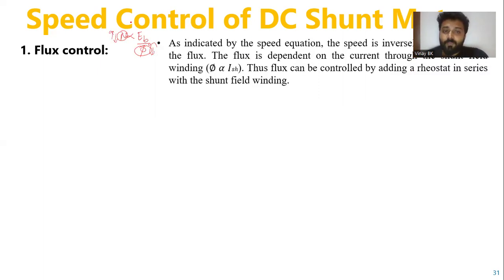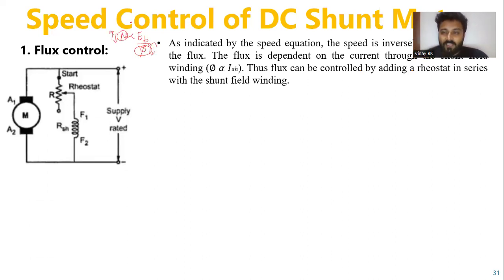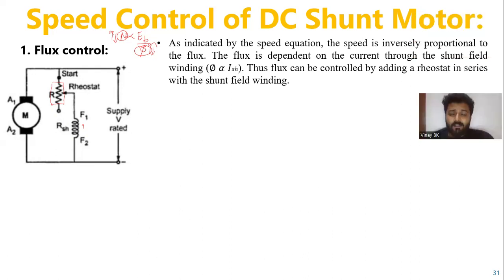Therefore, you can see the circuit diagram for flux control: a normal DC shunt motor. To control the flux, they add one rheostat, a variable resistor, connected in series with the shunt field winding, that is, with RSH, just to control the current flowing through the field winding. At start, the rheostat is in minimum position.